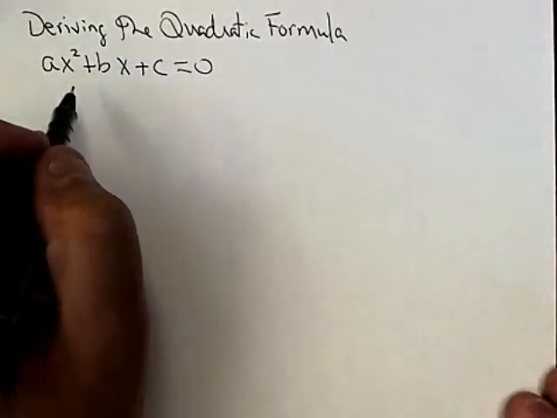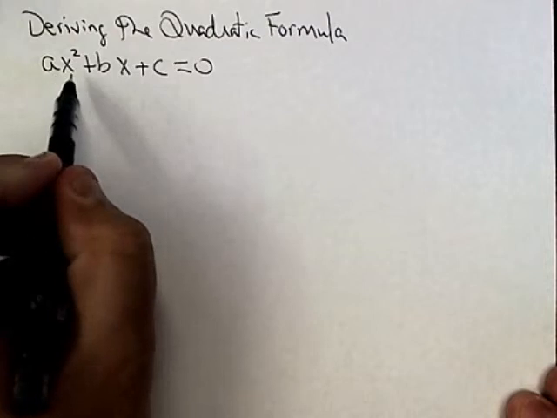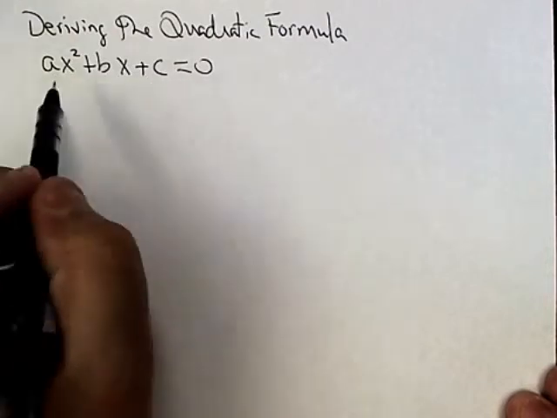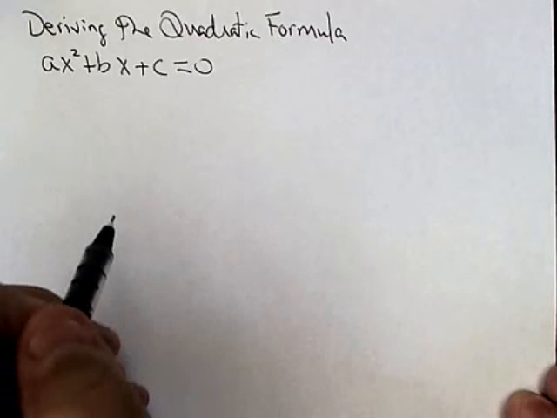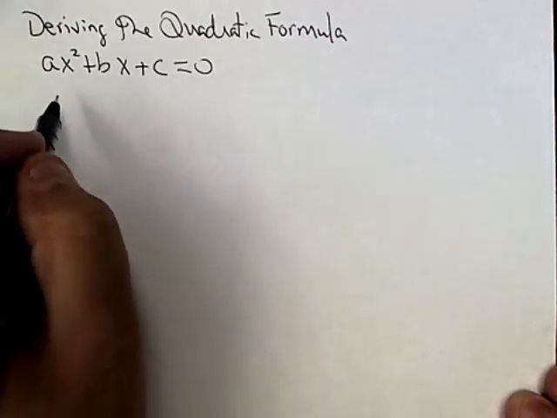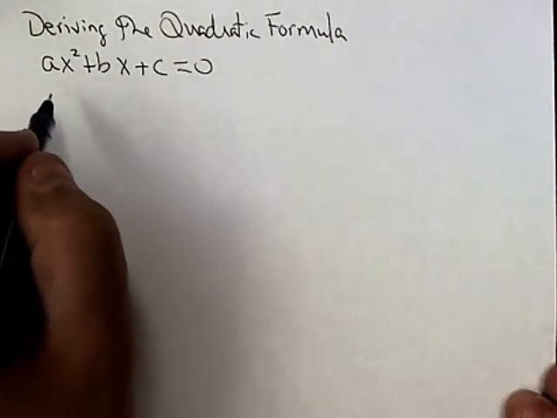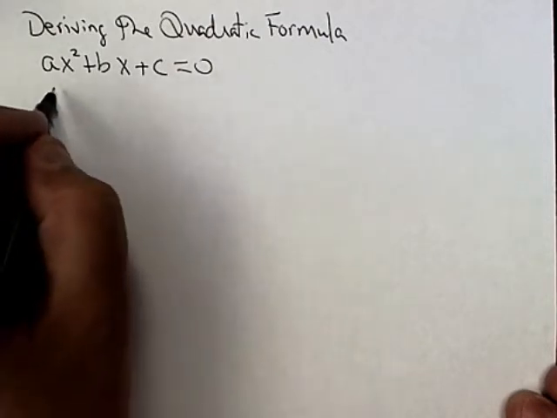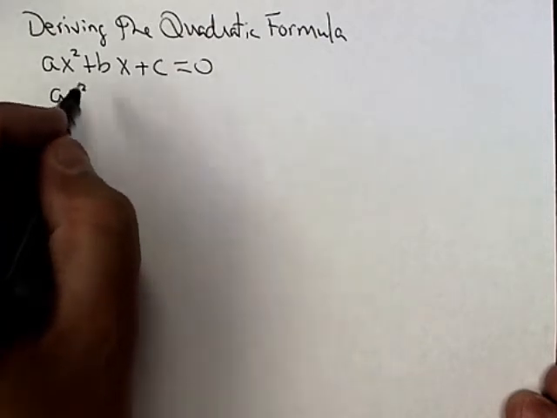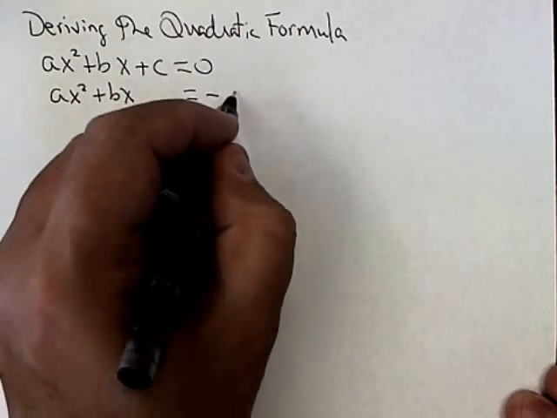Okay, I want to derive the quadratic formula for you. We start off with the general quadratic ax squared plus bx plus c equals 0, where a, b, and c are real numbers, and of course a is not 0. And we do it with a few little tricks, but you can see how straightforward it is once you see the process. The first thing we want to do is subtract c from both sides. So we end up with ax squared plus bx is equal to negative c.